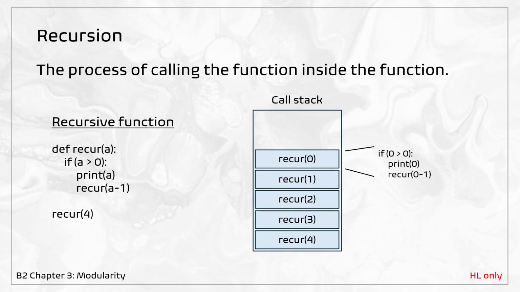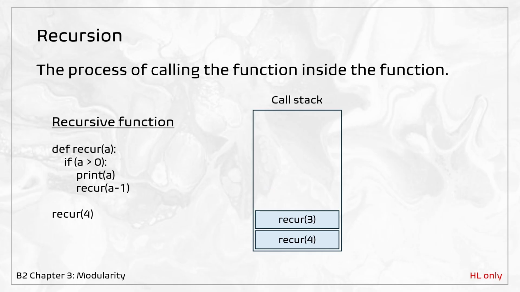This keeps happening until here. Now, the only way to exit this perpetual loop is for a function to not call itself, which it doesn't in the case of recur 0, because it doesn't fulfill the condition inside of this if statement. So this self-call never runs. Now, in this case, the recur 0 is then popped from the call stack because it finishes. And then the preceding calls can also finish their execution, which just pops calls out of the stack.